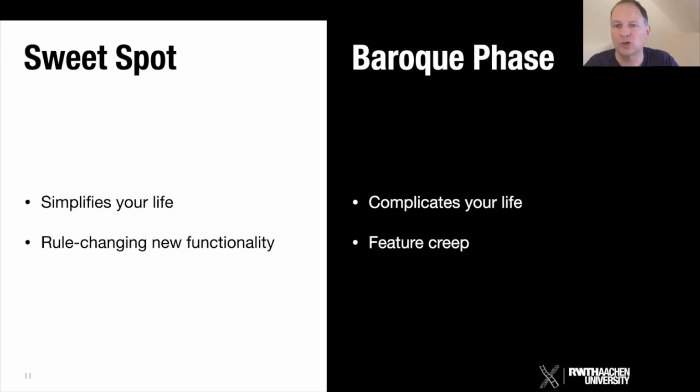You need to install more software updates because software needs to be fixed. To get to the key functions becomes harder because it gets cluttered with more stuff that you don't really need all the time, but it fills up the UI. So feature creep, as we call it, features creeping into the tech, is a clear sign of the Baroque phase. Whereas the sweet spot really has this one rule-changing new functionality that has been optimized for use, for simplicity. And so that's the difference.